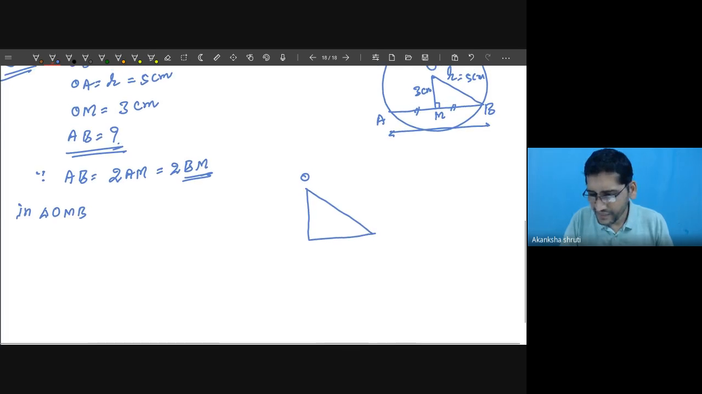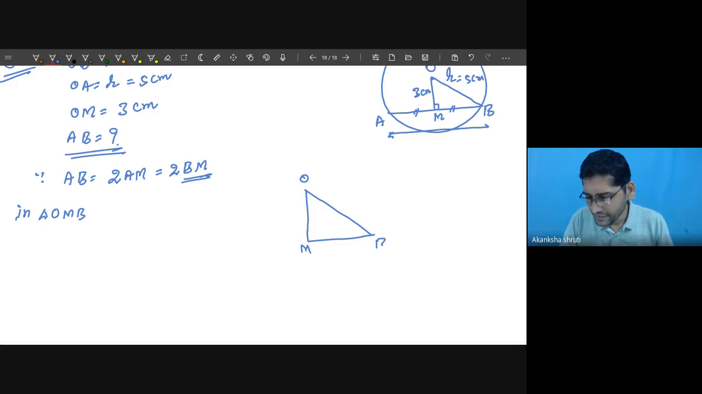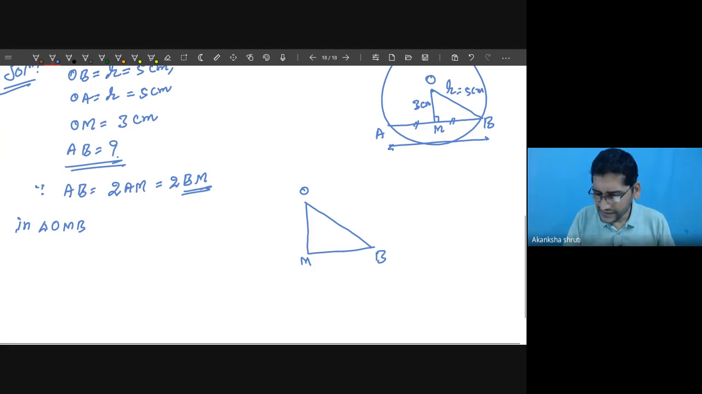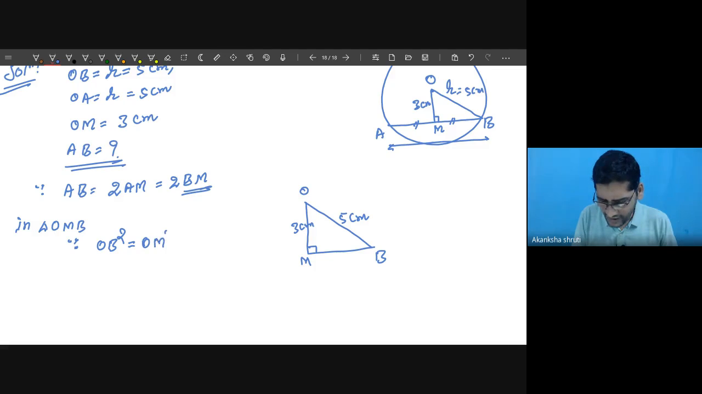O, M and B. Here this is about 5 centimeter. This is 3 centimeter. This MB basically we want to know. So see, since OB is the hypotenuse in this right angle triangle, its square is equal to OM square, this perpendicular square, plus MB square.